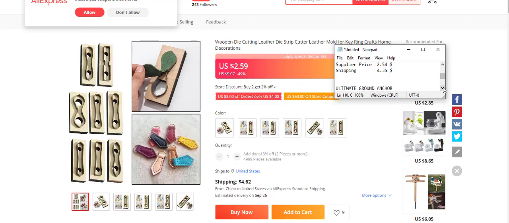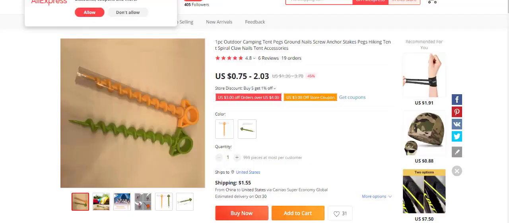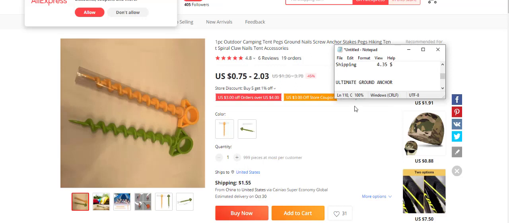Next product for today is the Ultimate Ground Anchor. This product is toy related, like tents and outdoor camping stuff. It is sharp, useful, and in high demand. Although this seller has 19 orders and 6 reviews, it's basically a seasonal product. It doesn't occur every time that the product is in demand. So the perfect time to run ads for this product, if you want to make a lot of sales, is during summer when outdoor products sell, not during snow time.